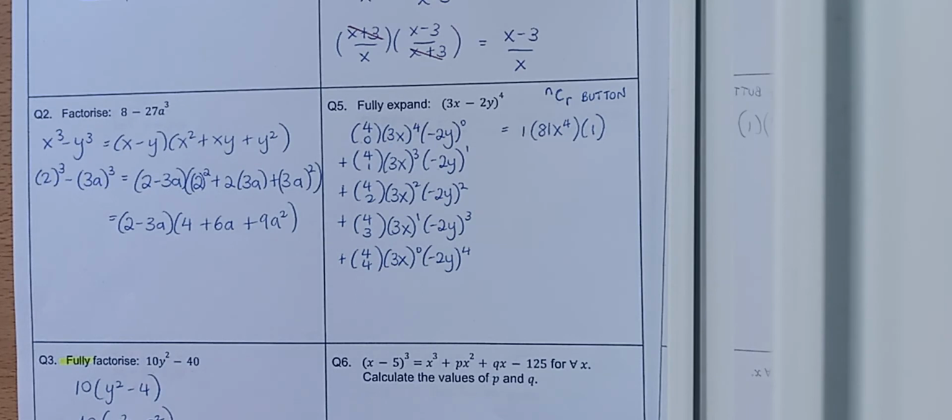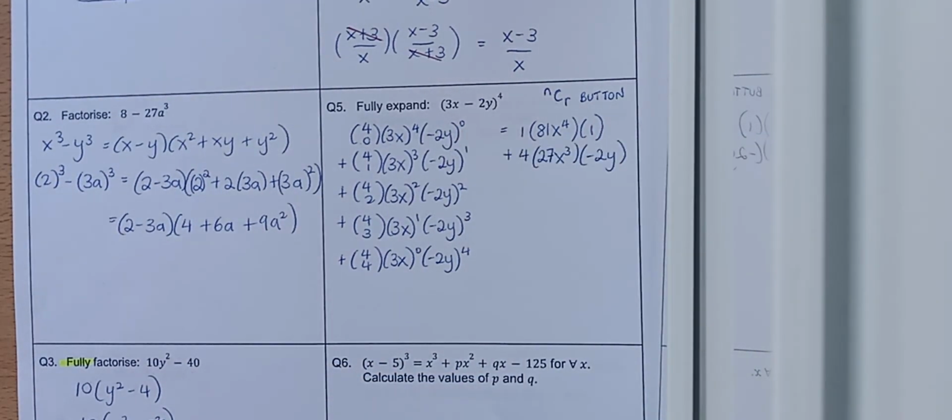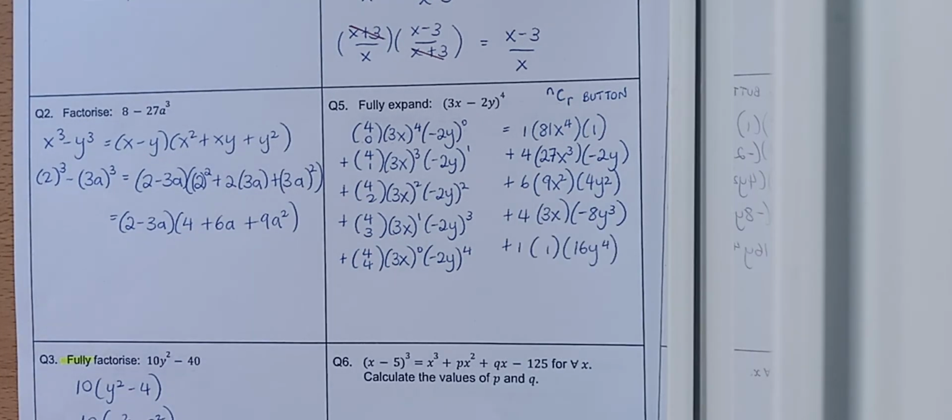Remember that anything to the power of 0 is always going to be just 1. And again, on that last line there, 3x to the power of 0 is 1. Now I want to take all this information here and tidy it up and write it in one line at the end. And there's my final answer.